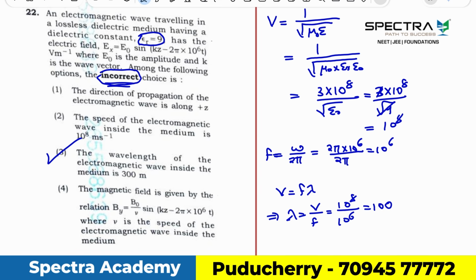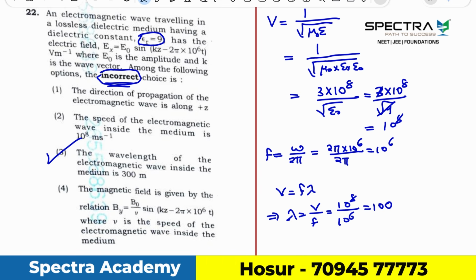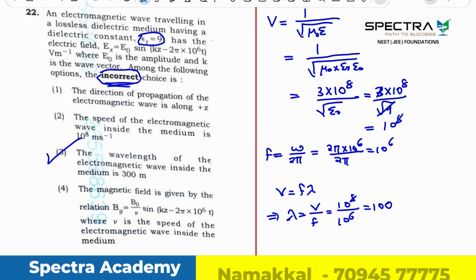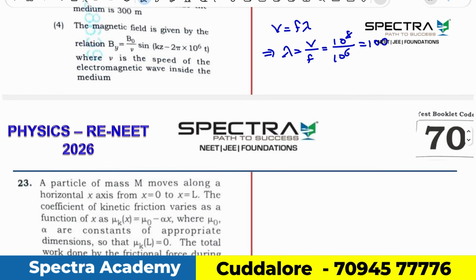What about the fourth one? That is also B naught V by sin kz minus 2 pi into 10 power 60. That is also correct only. So 1, 2, 4 are correct statements. Third is the incorrect statement. The questioner asks what is the incorrect choice? Incorrect choice is option 3. Okay, hope you got the answer. Now moving to the next question.